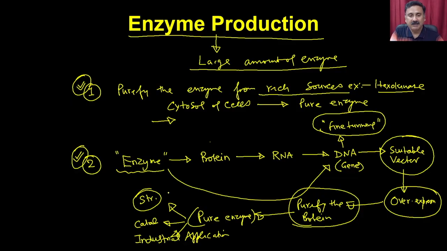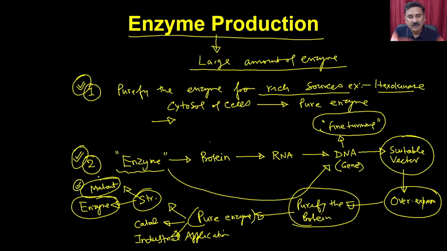In that case, I might actually require the enzyme alone, and I might also require the mutants, right? Mutants of those enzymes, so that I can study how the enzyme is interacting with the substrate, and then I can also test the mutants.